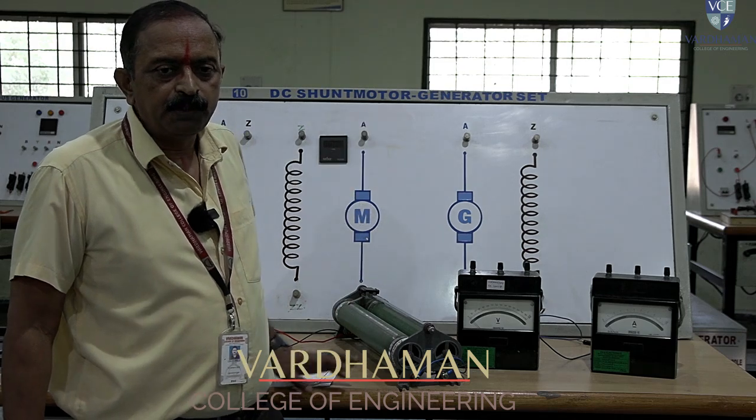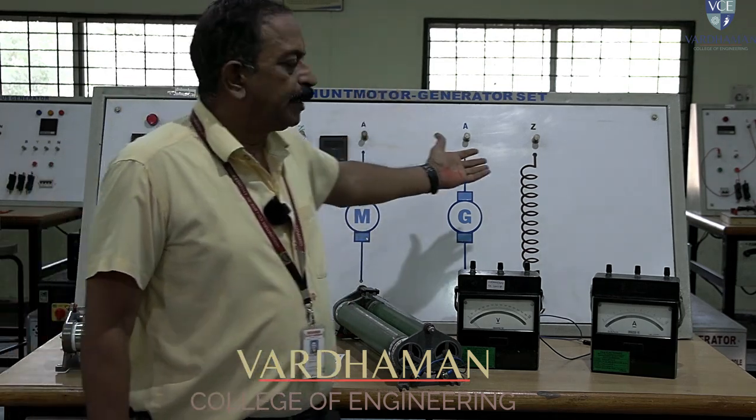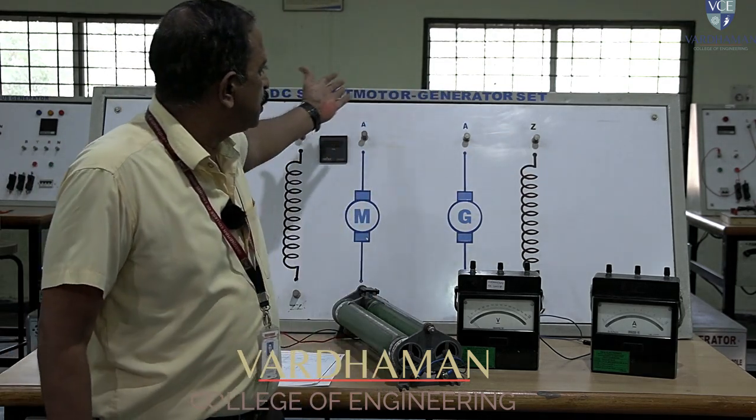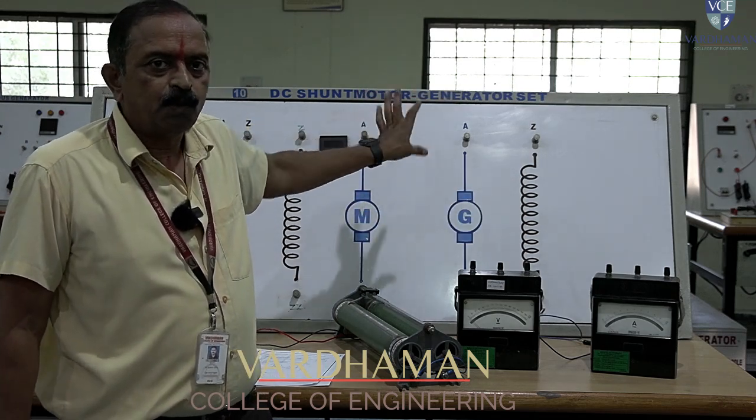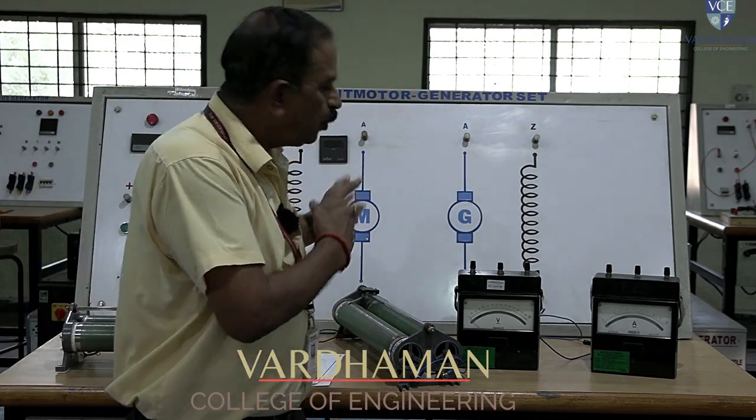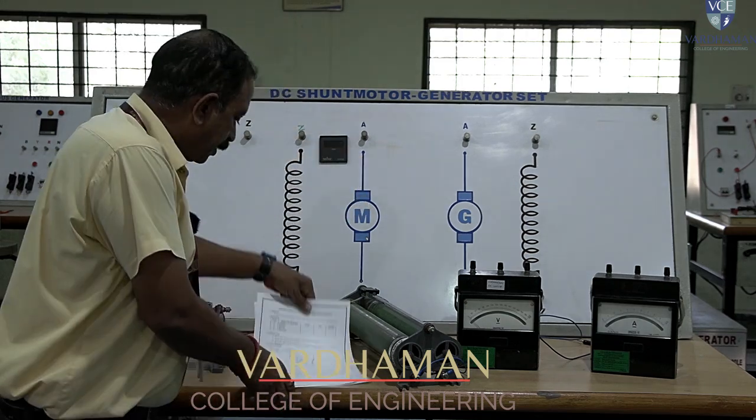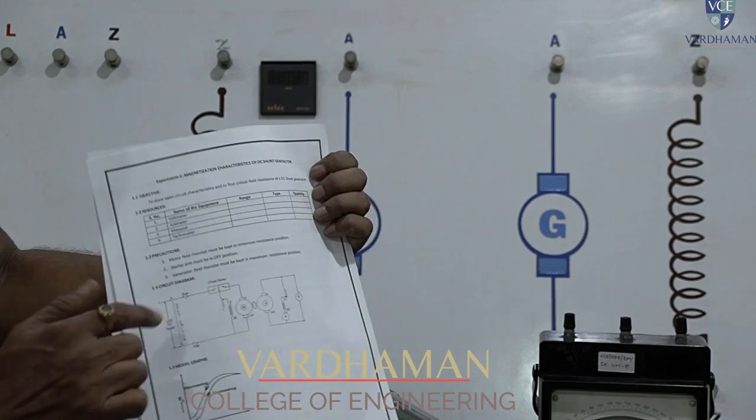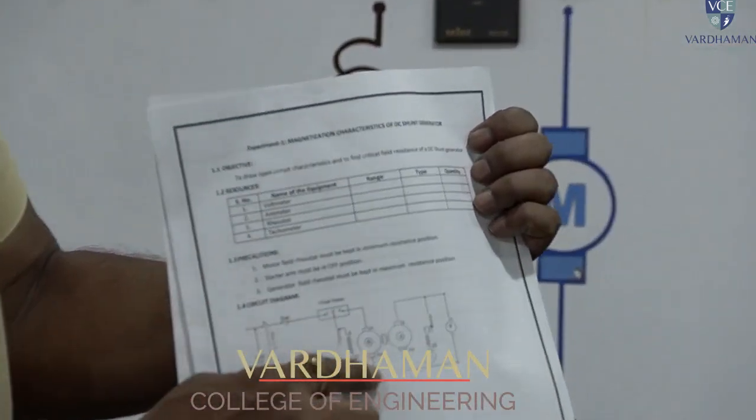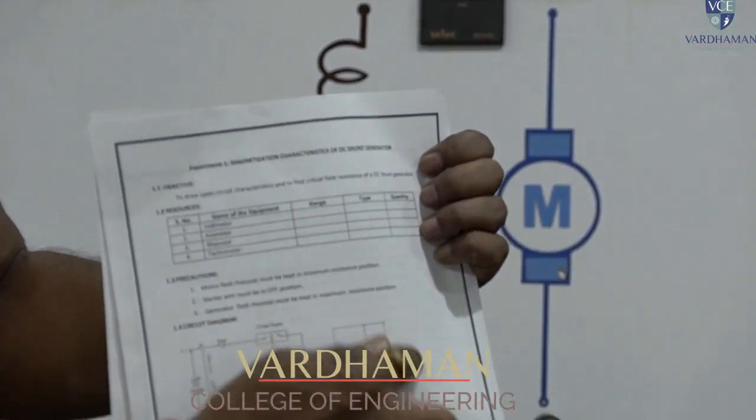The aim of this experiment is to understand the magnetization characteristics of the DC shunt generator. Since it is not connected to a load, we can refer to it as an open circuit test also. Now we will see how to connect the circuit. Let me explain briefly about the circuit diagram. So here you can see the circuit diagram. One is the motor section, the other one is the generator section.